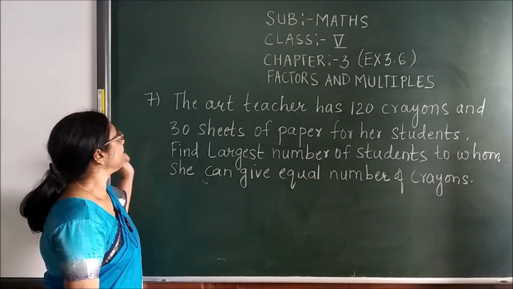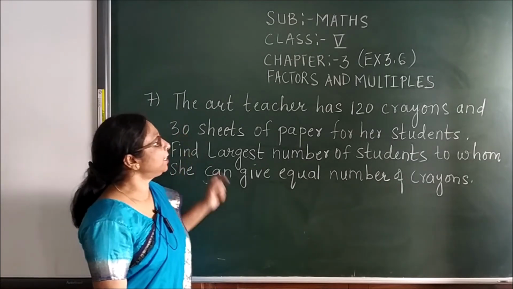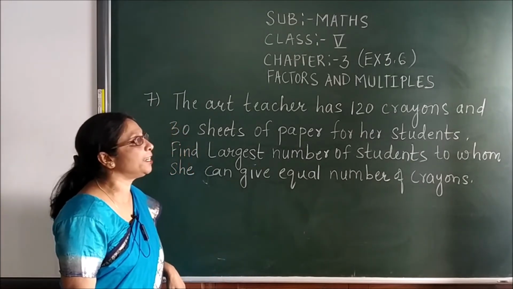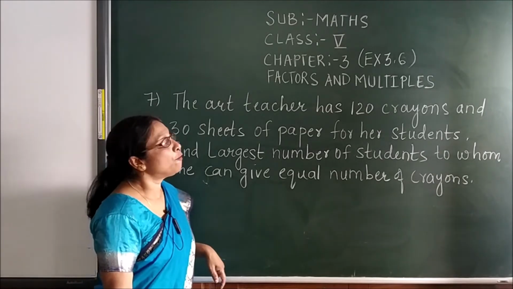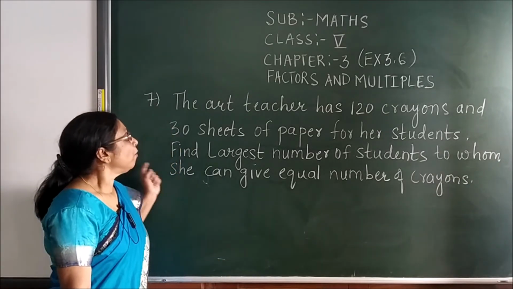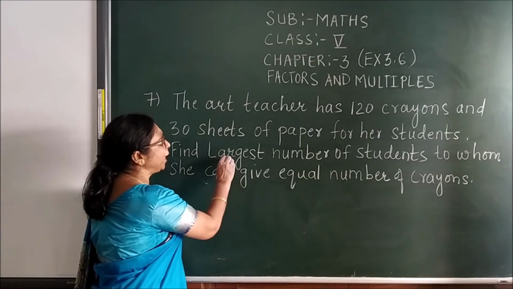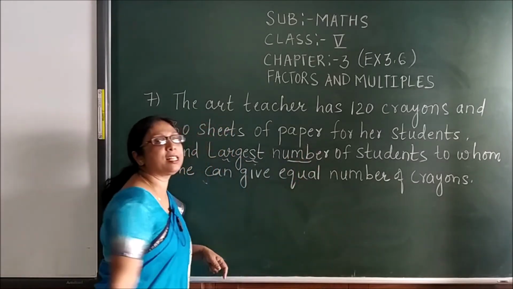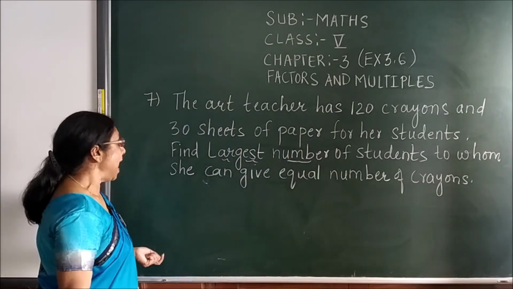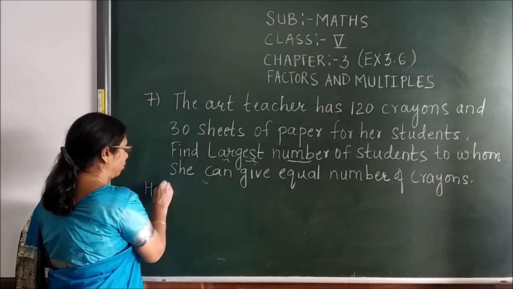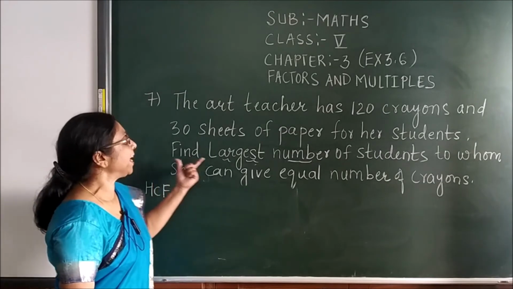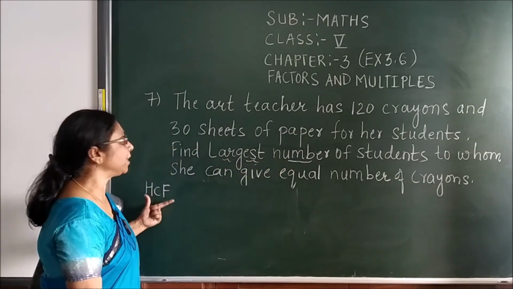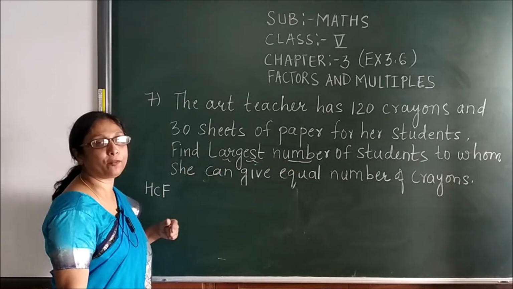Now in the 7th one we see the art teacher has 120 crayons and 30 sheets of paper for her students. Clear? Find the largest number. Here you can easily tell what is needed. What you have to find is HCF. Okay? So here, find the largest number of students. Directly you get the hint that you have to find HCF.